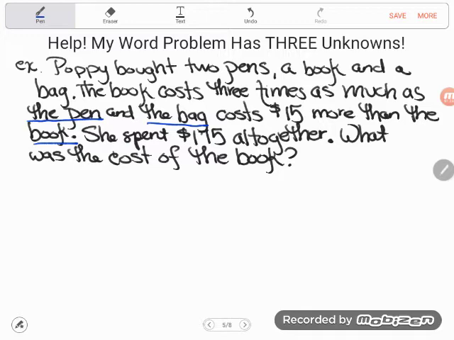The first thing I want to do is define my variable. I want to use a letter. That's what we do in algebra, to stand in for an unknown. Let me look back over these things I don't know. The book costs 3 times as much as the pen, so I'm relating the cost of the book to the pen. And the bag costs $15 more than the book. I'll start with the pen, because the very first statement relates the cost of the book to the cost of the pen. Let's define a variable for our pen. Every time we use the variable P, it will stand for the cost of the pen.